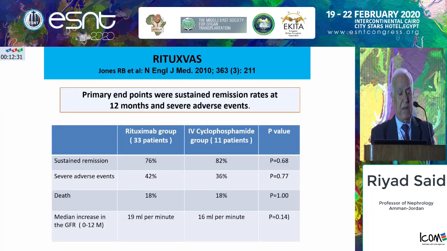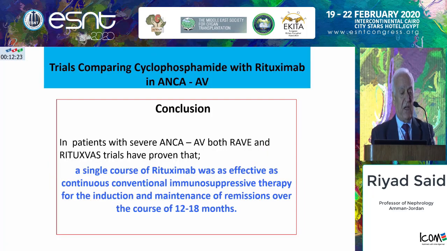The primary endpoint was sustained remission at 12 months and the adverse effects. Look what happened. Sustained effect, really the same. Adverse effect is basically the same. Death is the same. So basically the conclusion now, both studies, in such patients with really severe ANCA vasculitis, the rituximab trial proved that a single course of rituximab was as effective as continuous conventional immune suppressive therapy for induction and maintenance of remission in such patients for almost 18 months.